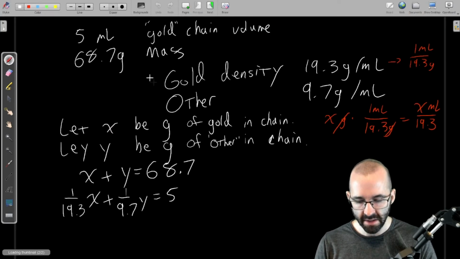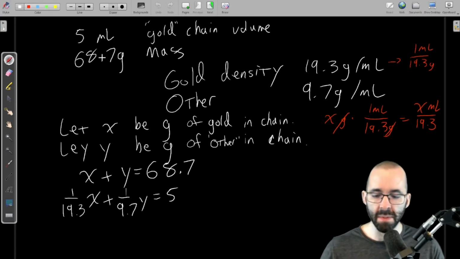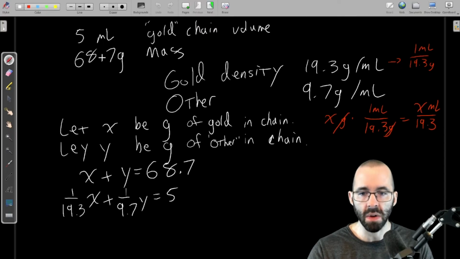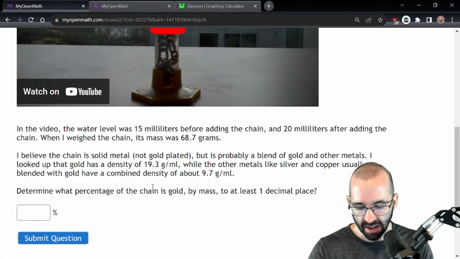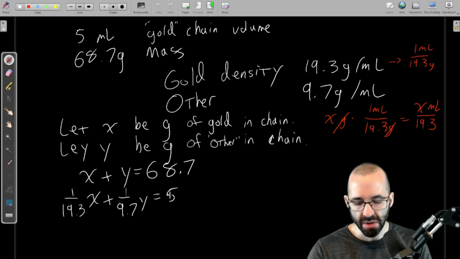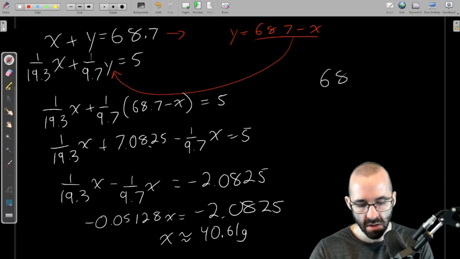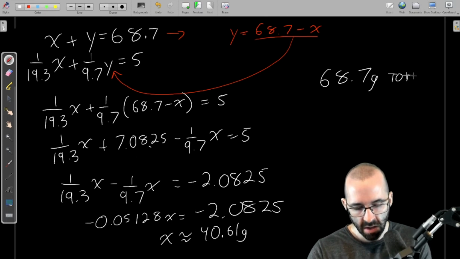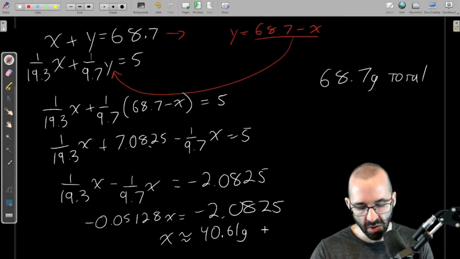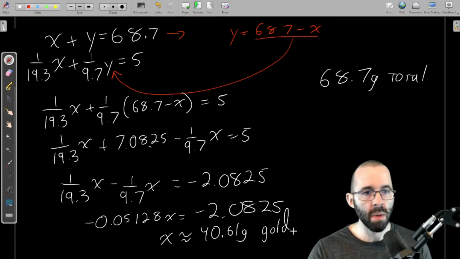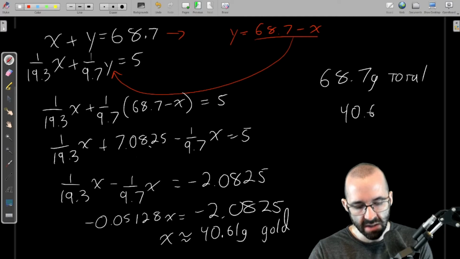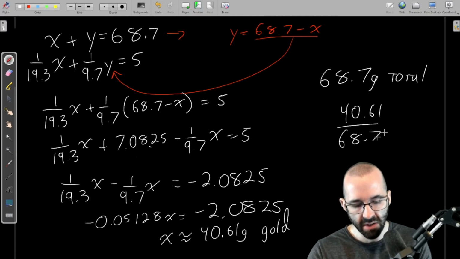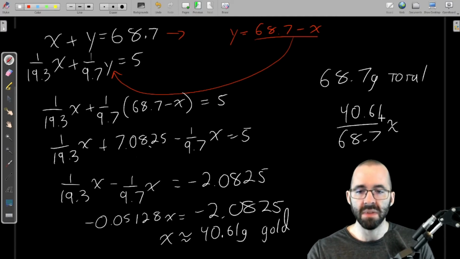And again, 68.7 grams was the total. So we don't even have to find y necessarily, right? What is it asking? What percentage is gold? So we know it's 68.7 total. So if it's 40.61 grams of gold, what percentage gold is that? Well, 40.61 divided by 68.7, what percent is that?